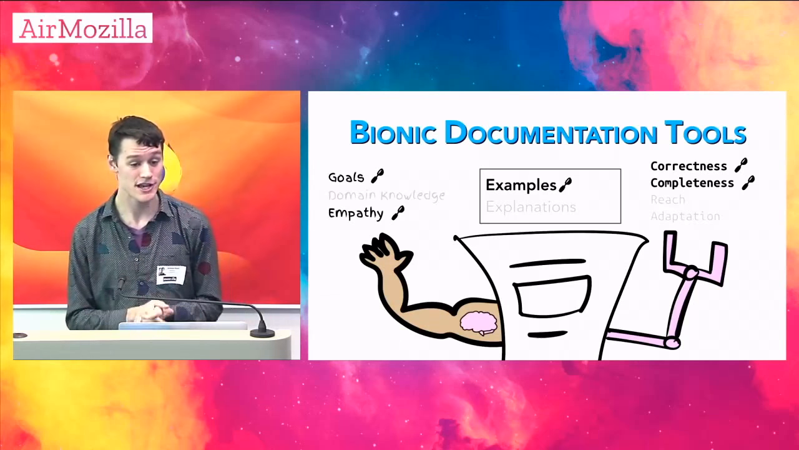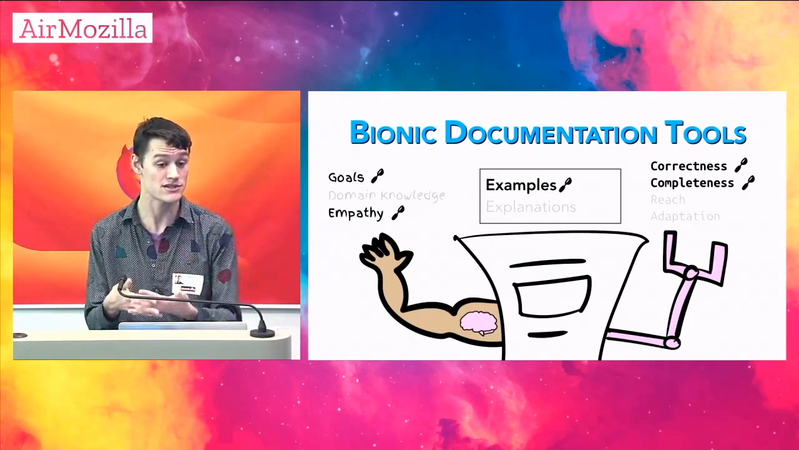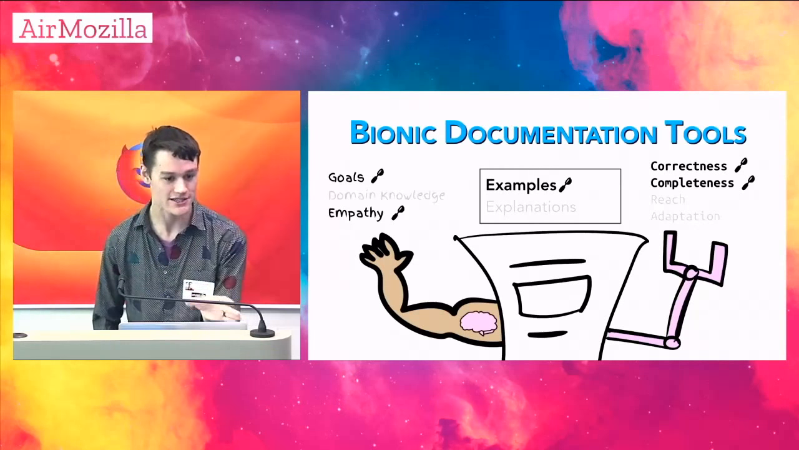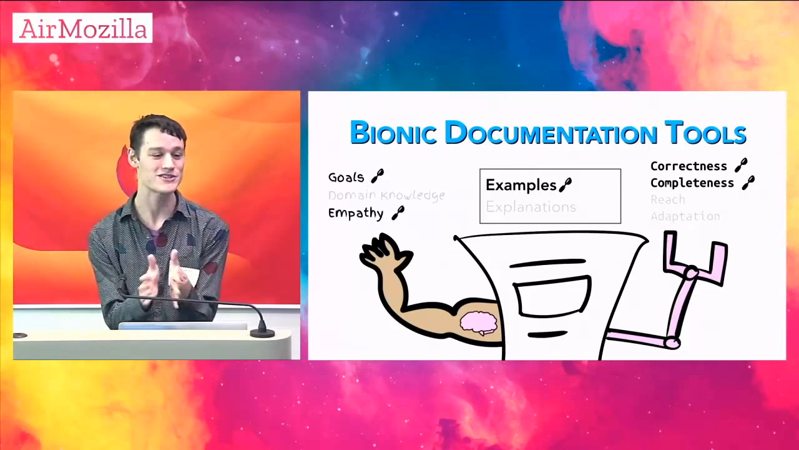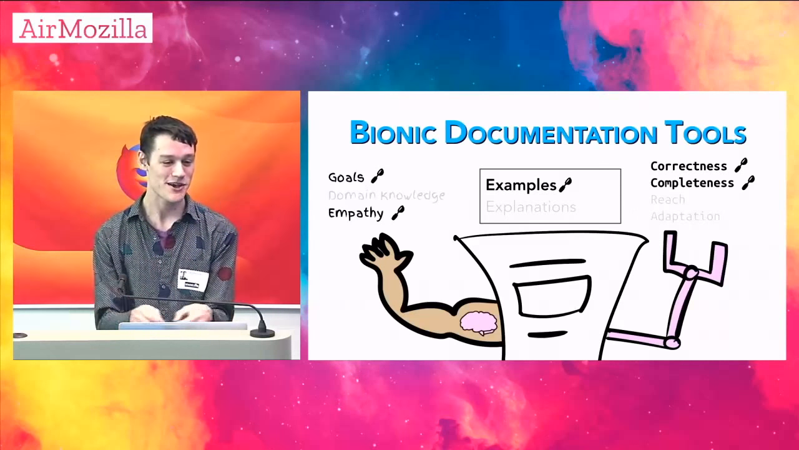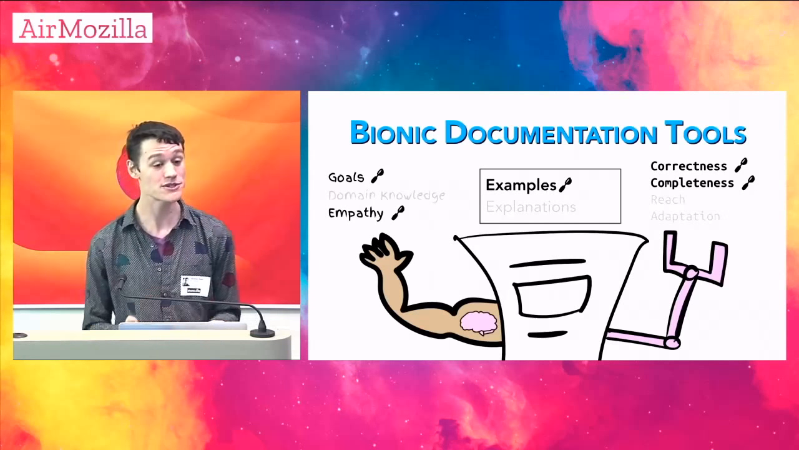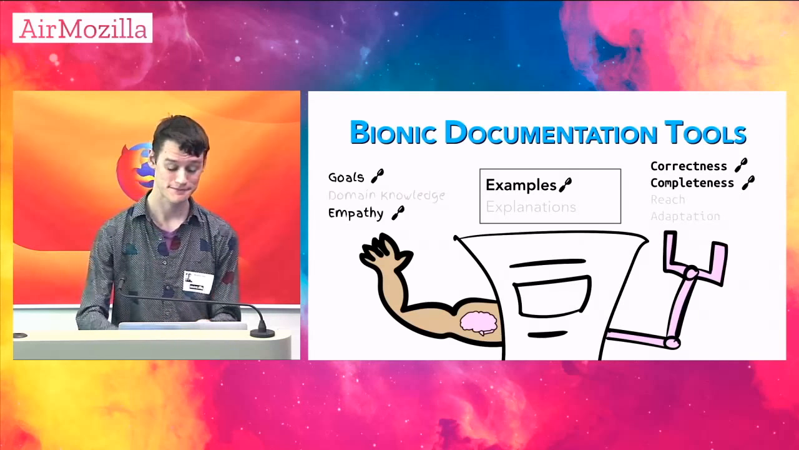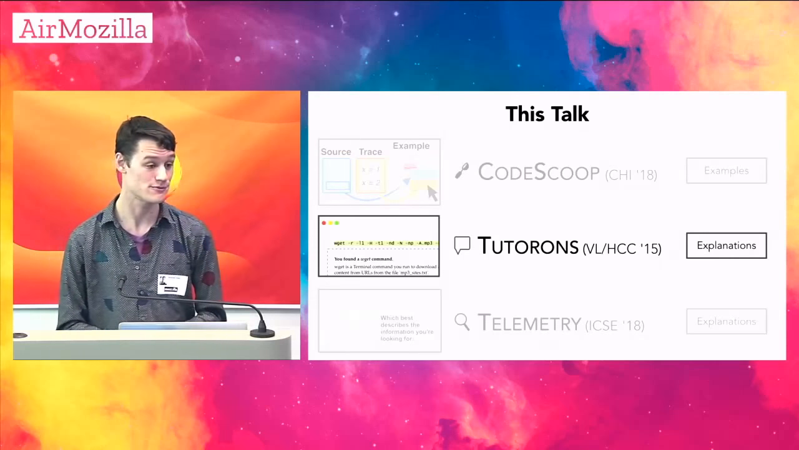So as a bionic documentation tool, CodeScoop addresses the space of helping people generate these usage examples, encoding some of the goals that they have in those initial selections that they make in the code, encoding some of their empathy by allowing them to resolve these choices in multiple ways to help them build out an example that will be more suited to the audience that they're addressing, while also ensuring the correctness and completeness of the examples that they create. So that's the first bionic documentation tool.